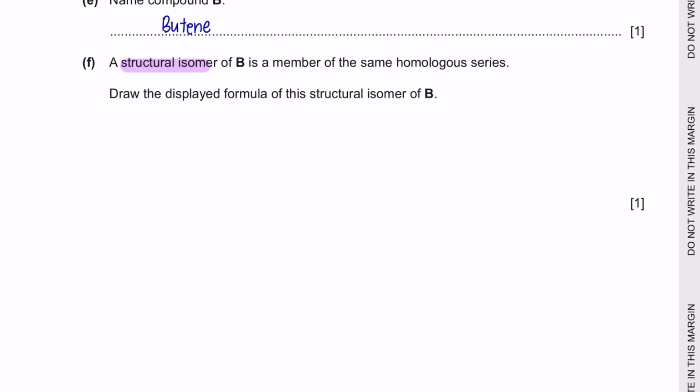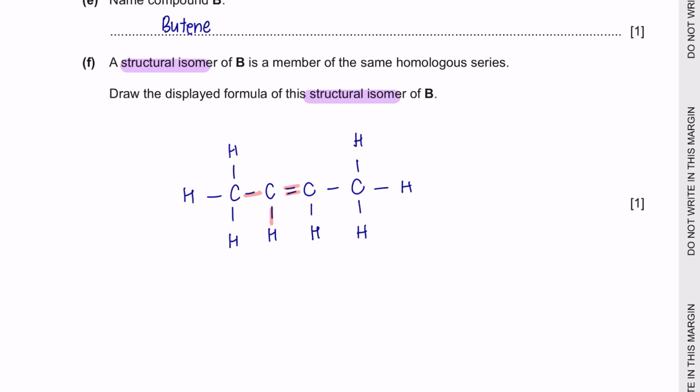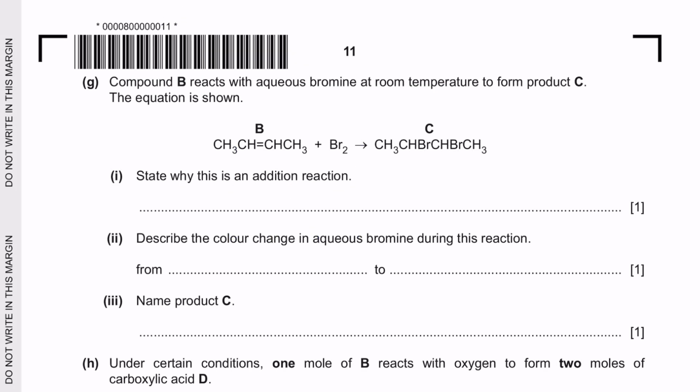A structural isomer of B is a member of the same homologous series. Draw the displayed formula of this structural isomer of B. Remember that the maximum number of bonds that carbon holds is only 4. Next question G. Compound B reacts with aqueous bromine at room temperature to form product C. State why this is an addition reaction.